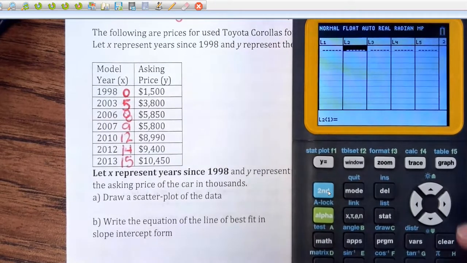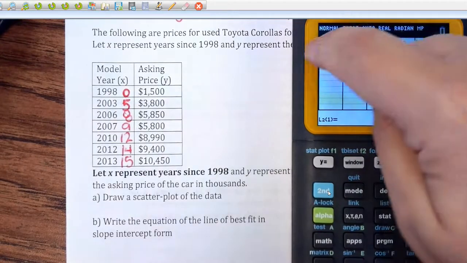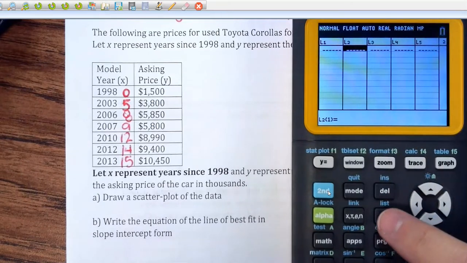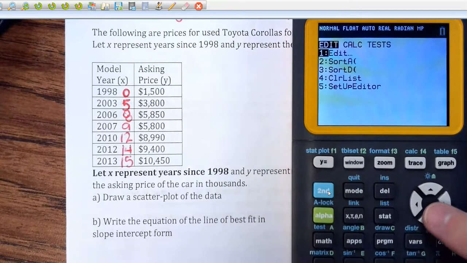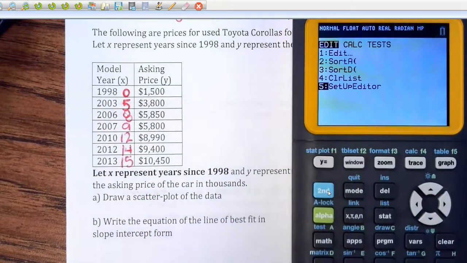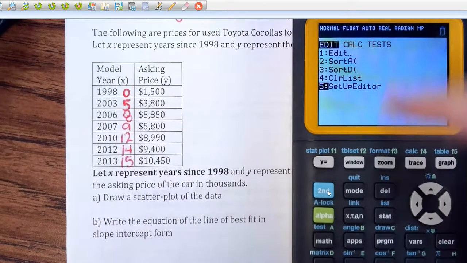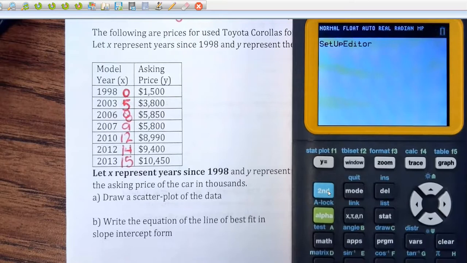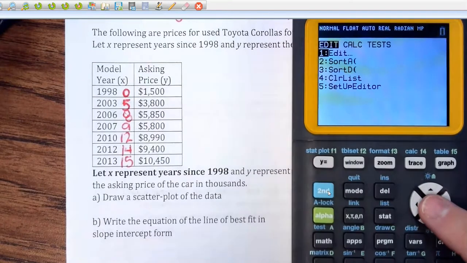Now, if you accidentally delete lists or you don't have these lists, I just want to show you this real quick. If you're missing any of these lists, I'm going to go back to the stat screen for just a second. So I'm going to hit the stat button. If you have something that you deleted or didn't want to delete, come down to number 5, and it says Setup Editor. That's basically going to reset this screen. So if you make a mistake or delete a list on accident, just hit Stat, come down to Setup Editor, hit Enter twice, and that should restore anything that you may have deleted that you didn't want to delete.